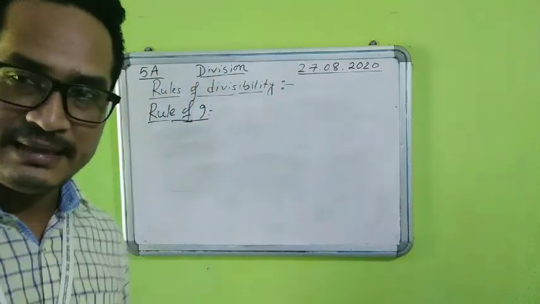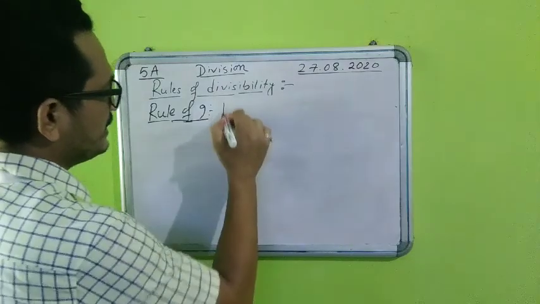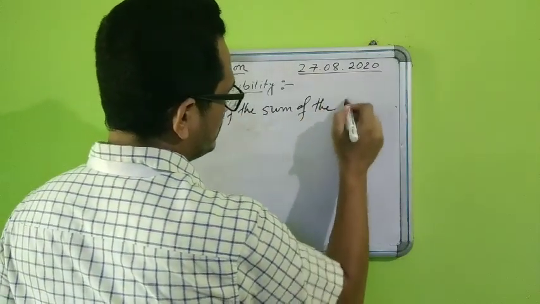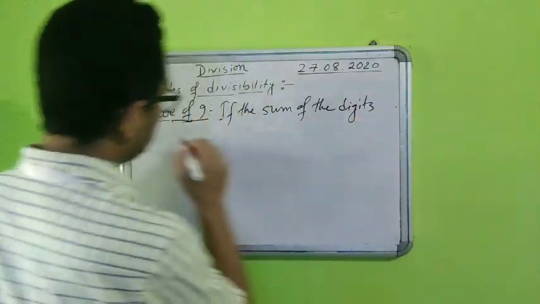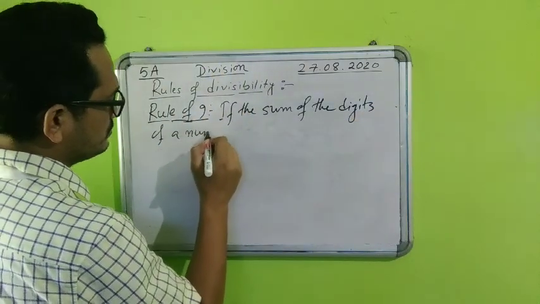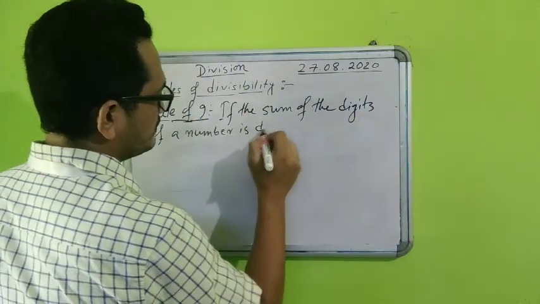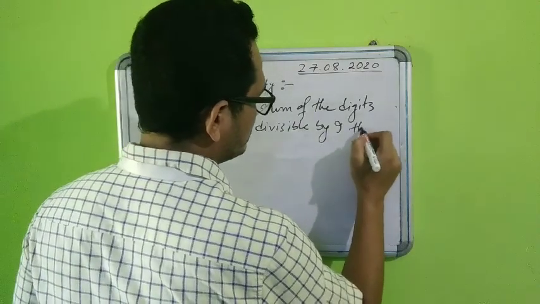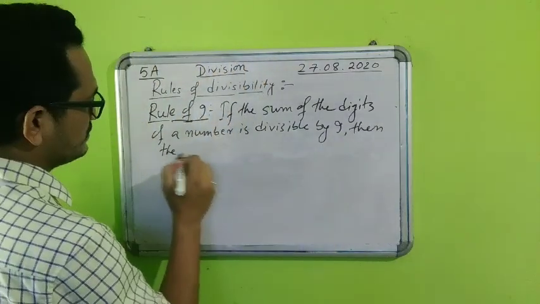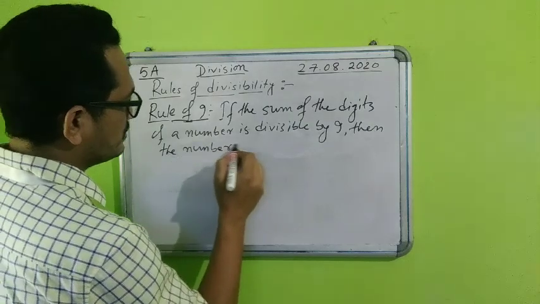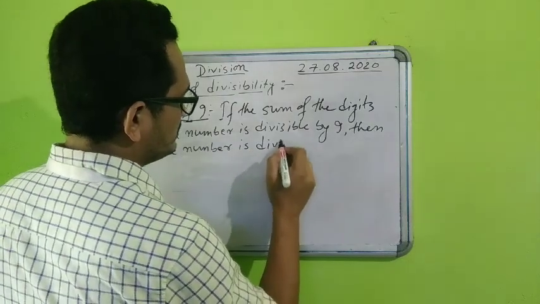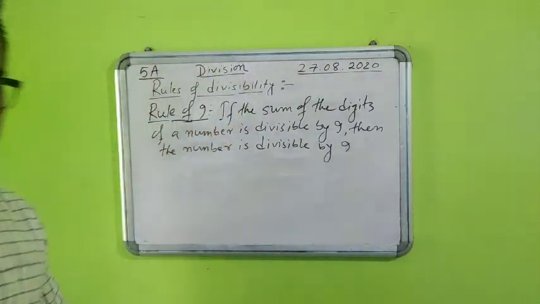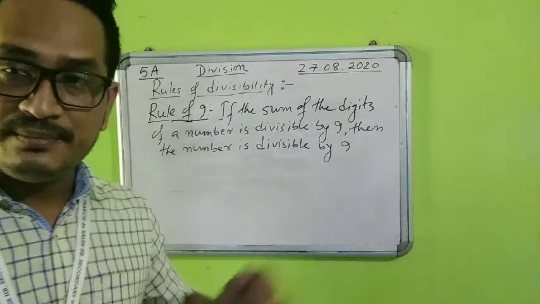Rule of 9 is the same as the rule of 3. So we will write: if the sum of the digits of a number is divisible by 9, then the number is divisible by 9. That means it is the same rule as with 3.